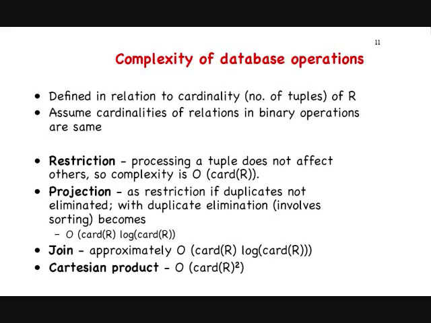Now, join. Join depends what you do. We'll look at join algorithms in a bit. But if you said it's roughly in the cardinality of the relations involved, that's about right. And Cartesian product is R squared, or N squared. So obviously, can we possibly avoid Cartesian products? We really don't want them.